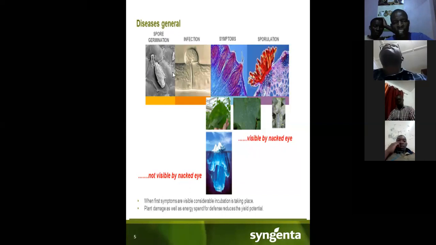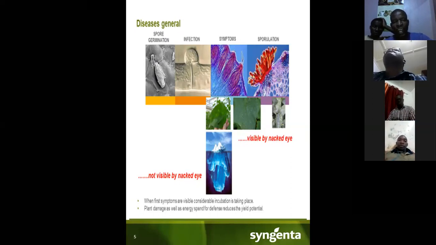When it drops on the leaf, it will start germinating. After germination, then an infection will start occurring. So what usually happens is that from germination to the time the infection has started occurring, you cannot tell with your visible eye. This is the reason why we encourage a preventive approach when you are dealing with disease management.